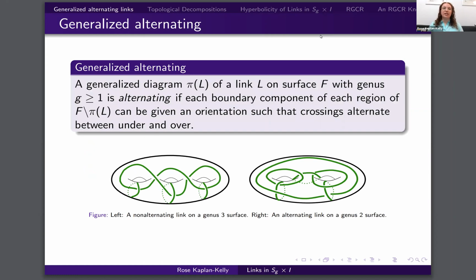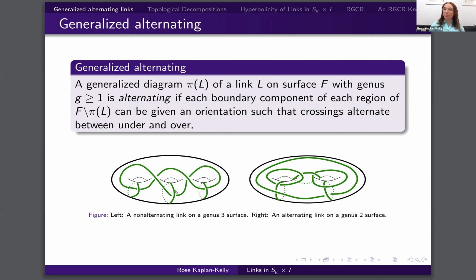Throughout this talk, we'll be looking at generalized diagrams of links. So these are diagrams of links on closed surfaces with genus greater than or equal to 1. And here we have two examples of such links. You can see the link in green on these surfaces here of genus 3 and here of genus 2. We'll say that these links are alternating on these surfaces if each boundary component of each region can be given an orientation so that crossings alternate between over and under.